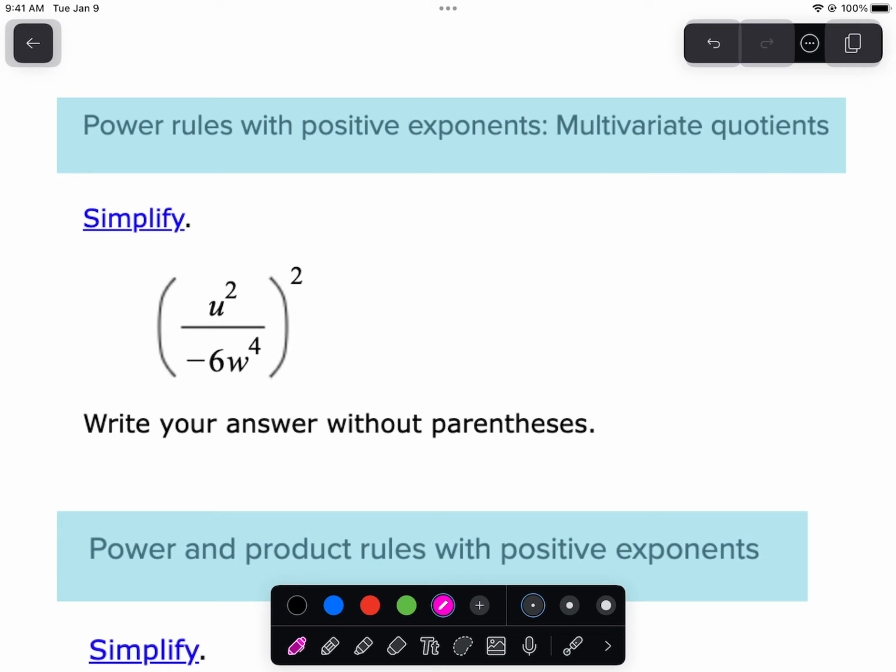Now, our fraction is reduced as much as possible, so we're going to just move to the square on the outside. The rule is, remember, that we are going to double all the powers. The numbers get squared. So u squared is going to become u to the 4th. Now, the negative 6 is really negative 6 squared. So that's negative 6 times negative 6, which is a positive 36. And then we have a w to the 8th.